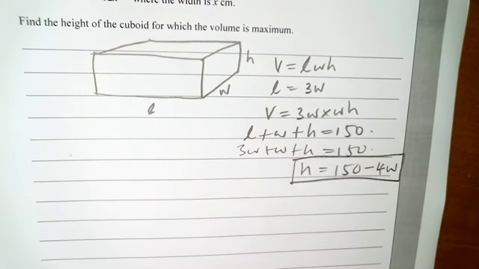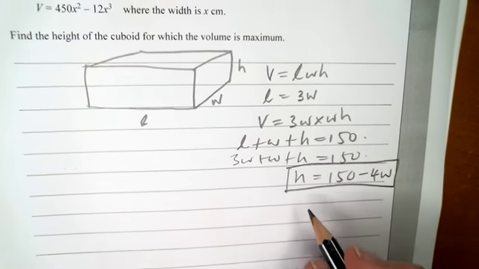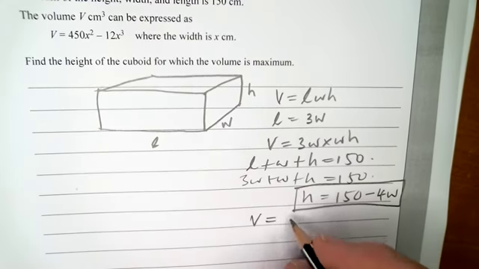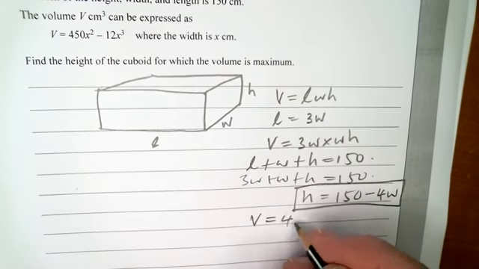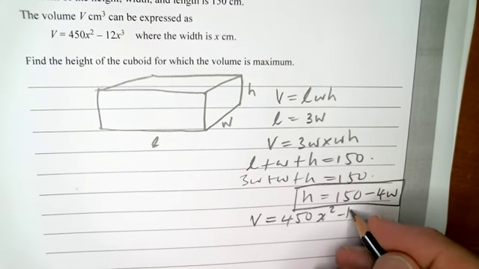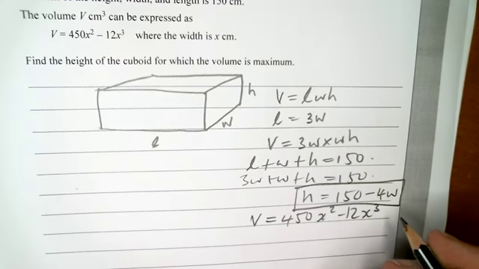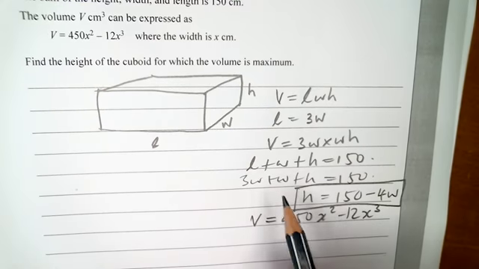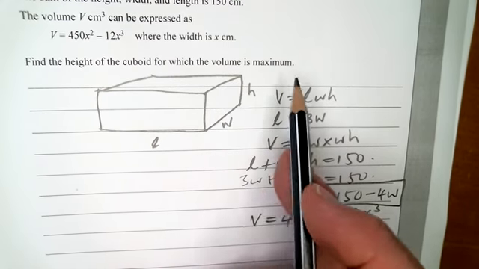And actually, they do it in terms of x, I'm noticing. I didn't even see that. So volume, that would have been handy to know, is 450x squared minus 12x cubed, and x is the width. Okay, good. So I'm using w, they've used x. That's all fine. So find the height of the cuboid for which the volume is a maximum.